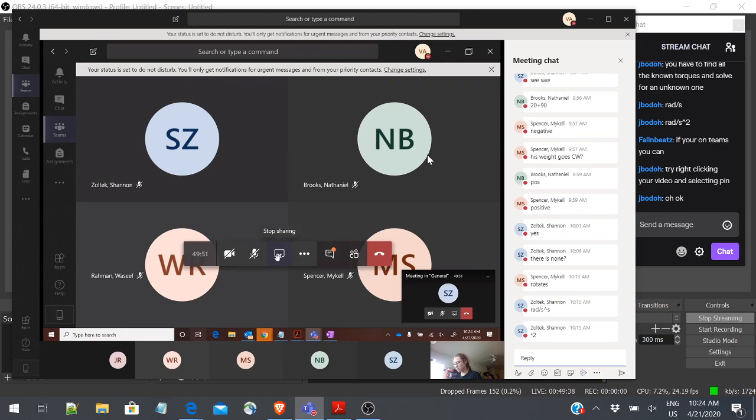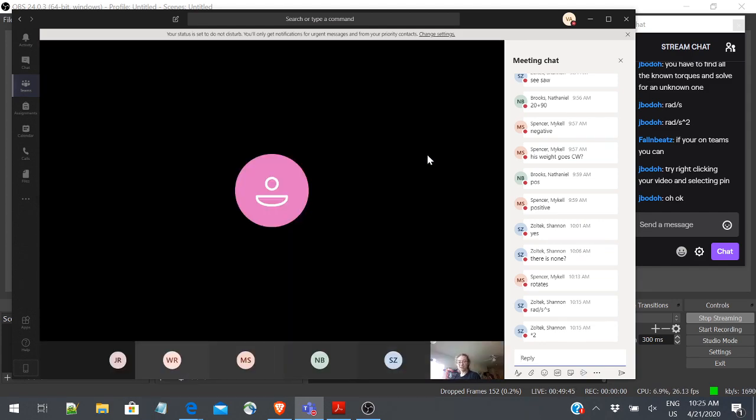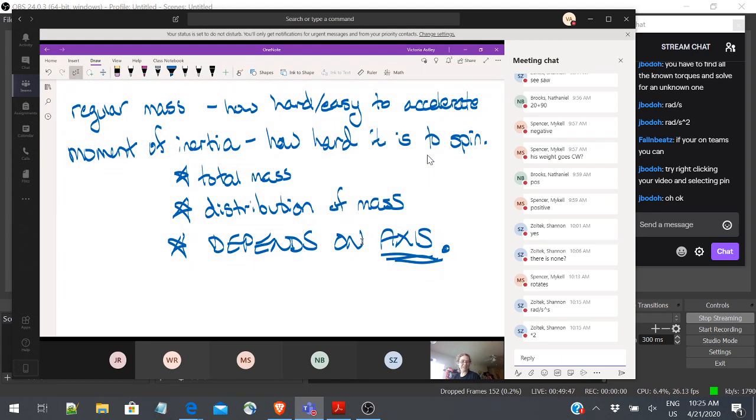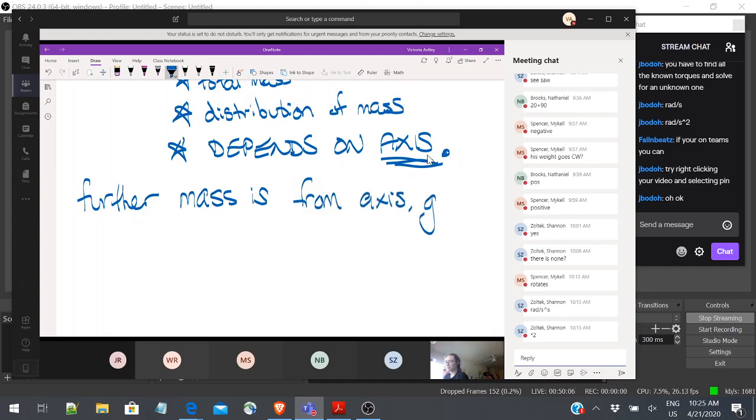I could also change the distribution of mass, right? By taking my dustbin attachment and moving it to a different place. So the further the mass is from the axis, the greater the moment of inertia.